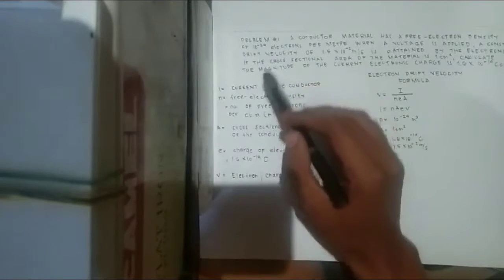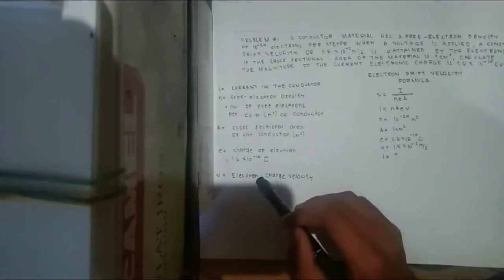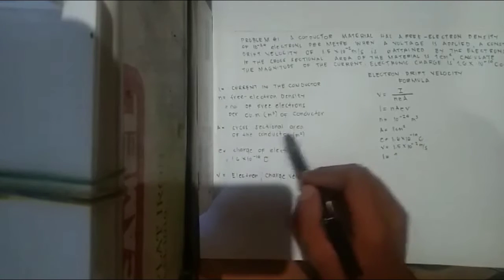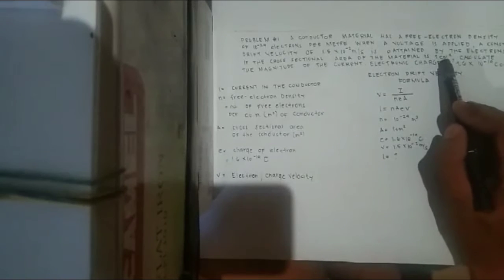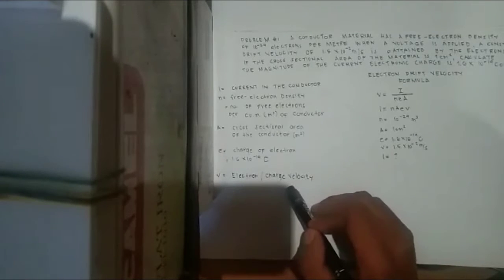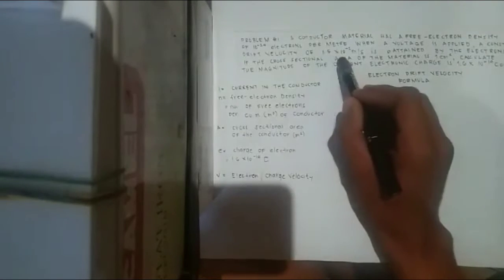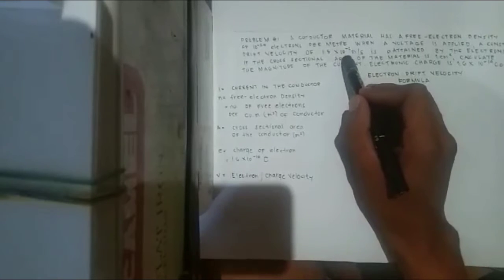Dito rin sa problem, binigay naman yung mga values ng mga given natin. Kaya yung free electron density natin na 10 raised to negative 24 meter cube. Tapos yung cross-sectional area natin na 1 centimeter squared. Tapos yung charge of electron natin na 1.6 times 10 raised to negative 19 coulomb. Tapos yung electron charge velocity natin na 1.5 times 10 raised to negative 2 meters per second.